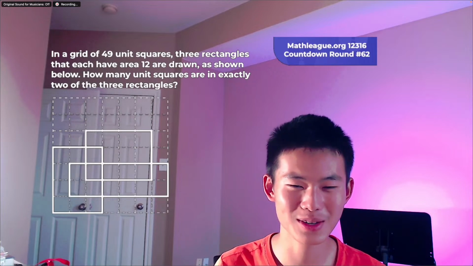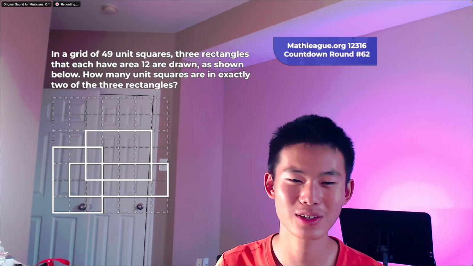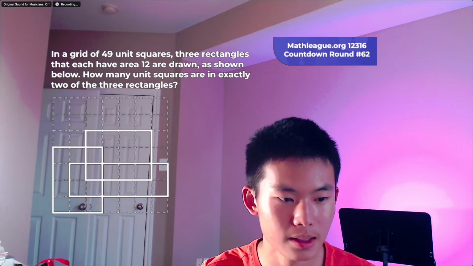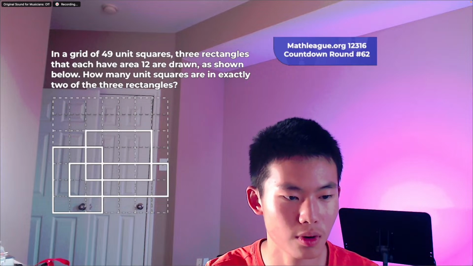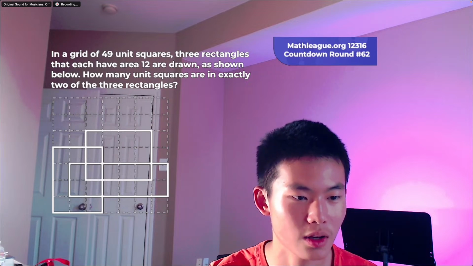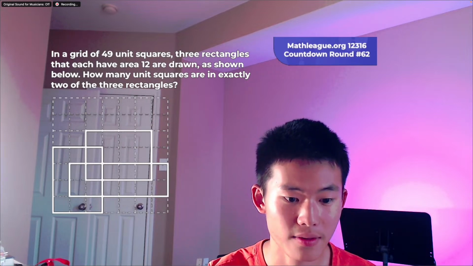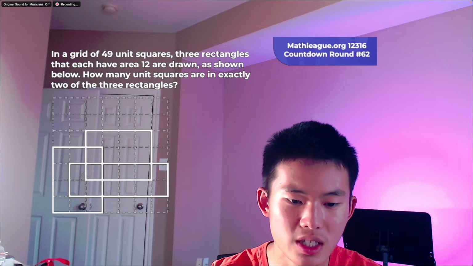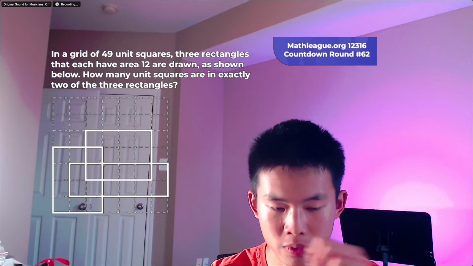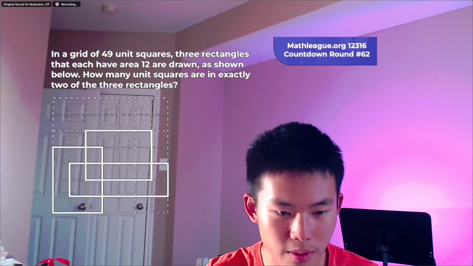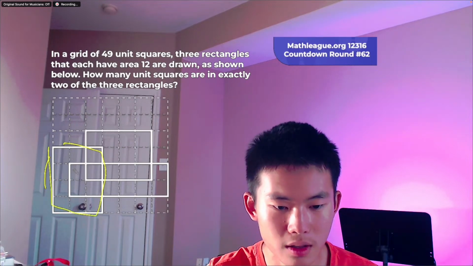So in a grid of 49 unit squares, 3 rectangles that each have area 12 are drawn, as shown below. How many unit squares are in exactly 2 of the 3 rectangles? So basically for this problem, we have 3 rectangles, and we want to figure out how many squares are in exactly 2. I guess we can sketch this out for a second, but it's important to be really careful here. So this is one of the rectangles, this one's another, and this one's the other one.